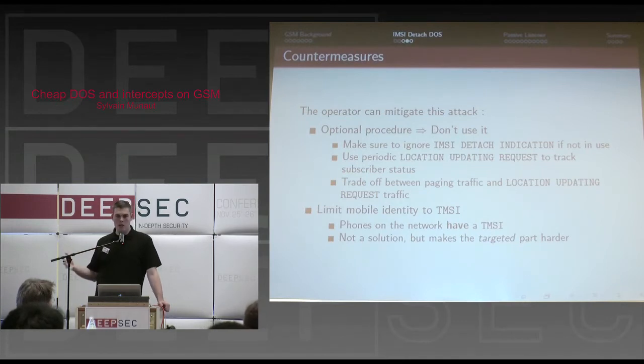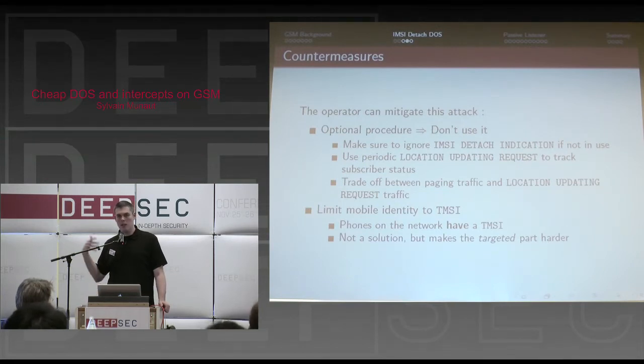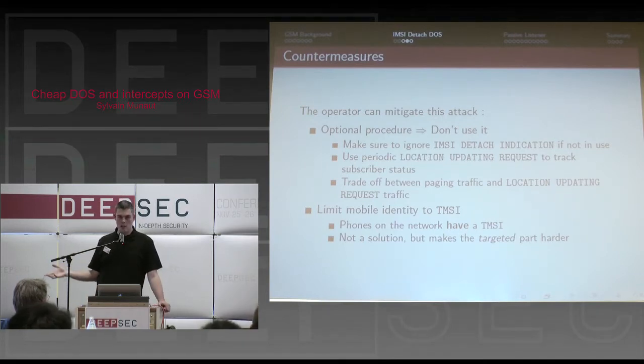To try to track the user, you can use the periodic location update. That is, you force the phone to periodically ping the network, but this comes at a cost as well, since the phone will use some control channel for some time. So it's basically a trade-off between useless paging traffic and almost useless location updating request traffic. So that's the choice you have.